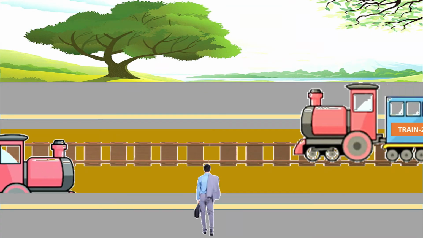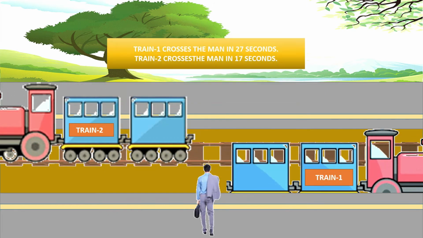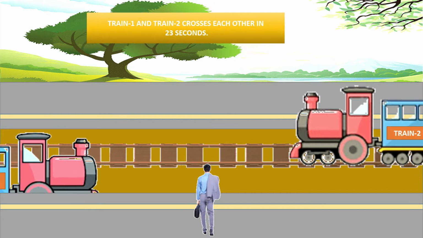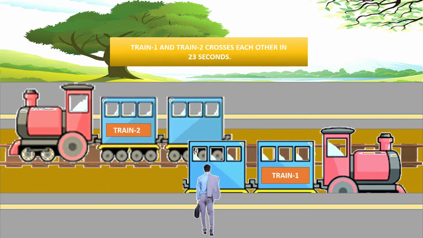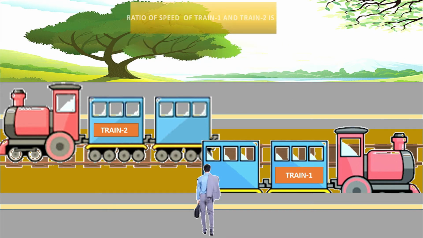Let us analyze the problem first. Let us assume the two trains as train 1 and train 2. Train 1 crosses the man in 27 seconds and train 2 crosses the man standing on the platform in 17 seconds. The second thing is, train 1 and train 2 cross each other in 23 seconds. So we are going to find the ratio of speed of train 1 and train 2.